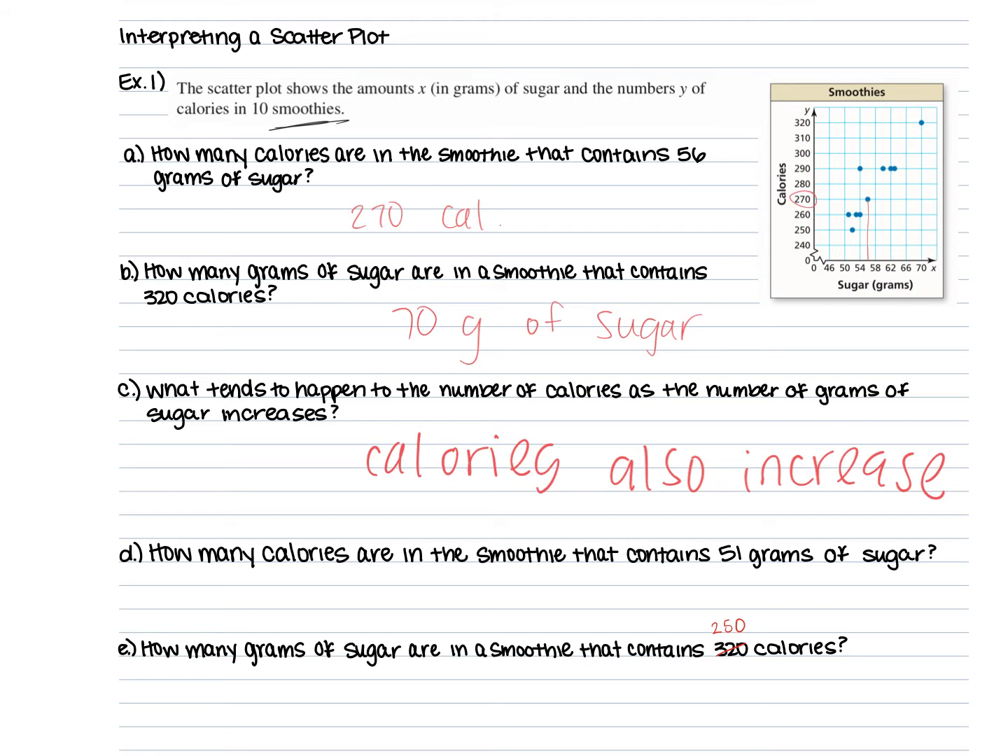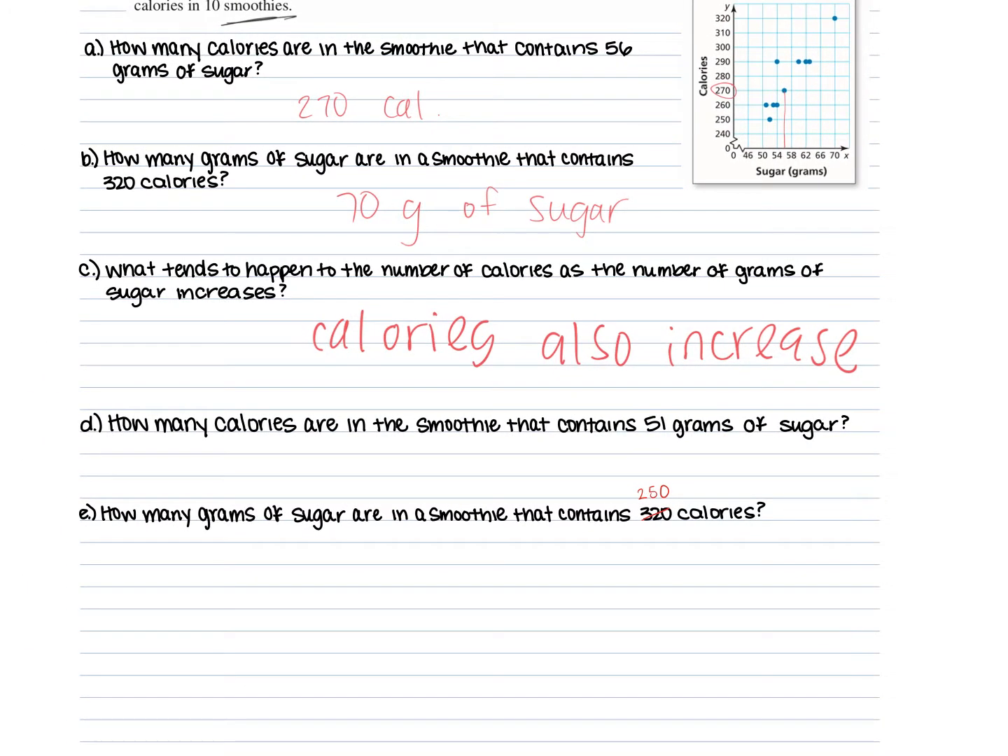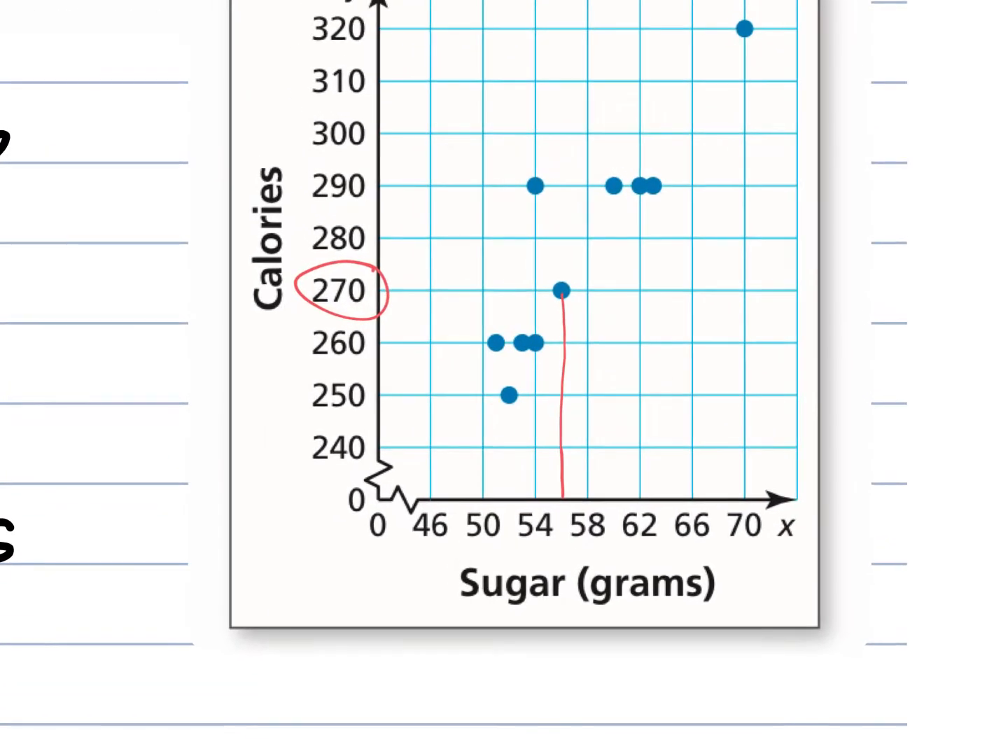Okay. How many calories are in this smoothie that contains 51 grams of sugar? Gabriel. 260 calories. Bingo. We go to our graph, we find 51, that's the closest number to 50, and there is our point at 260 calories. Casey, you with me?